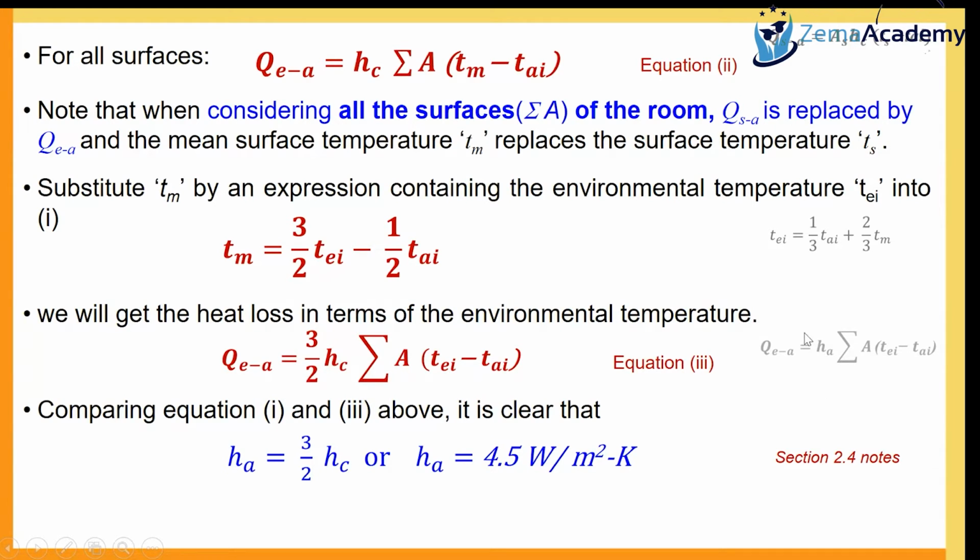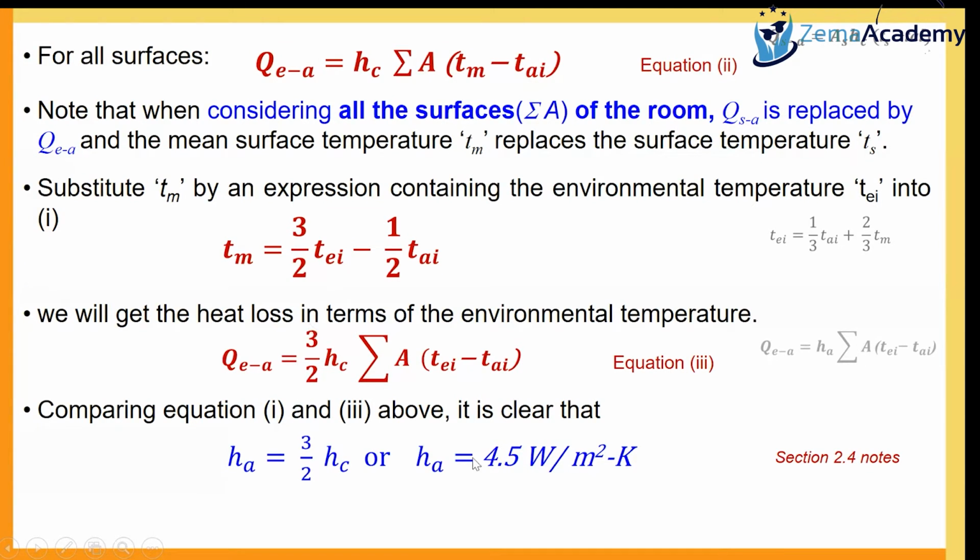If you look at each term together, you will see that summation A is over here, summation A is over here. The temperature difference over here and here are the same. But the term HA in the previous equation is now looking like 3 by 2 of HC over here. So if you compare both these equations, HA is equal to 3 by 2 HC. Now this is a very useful relation.